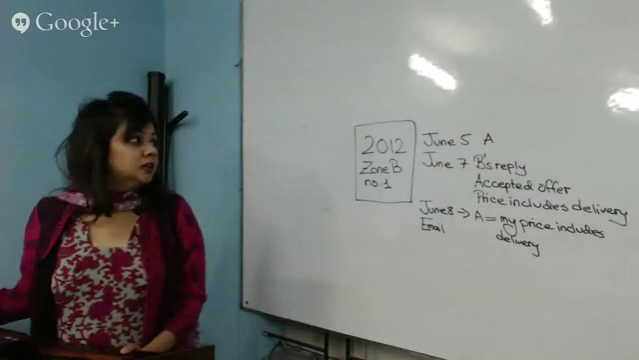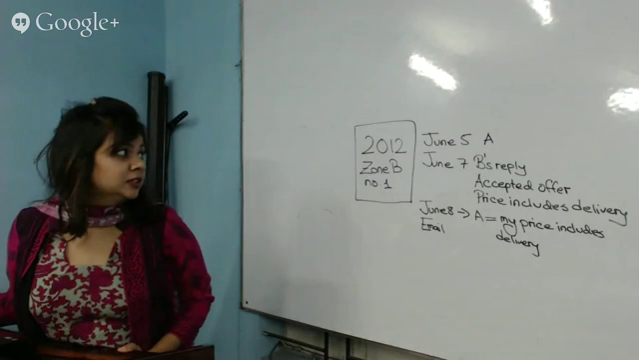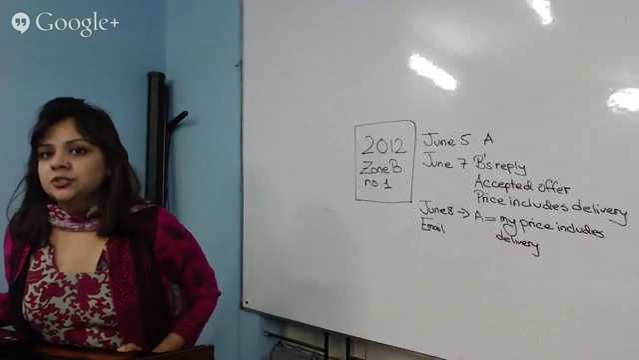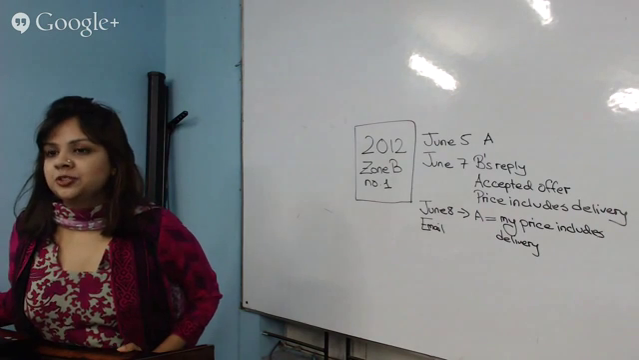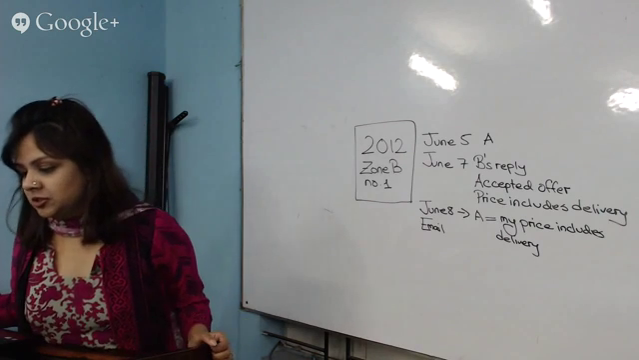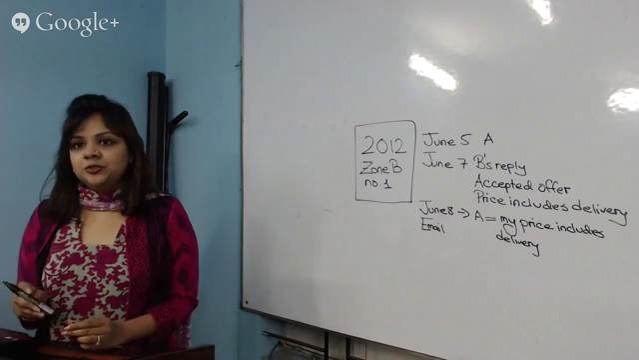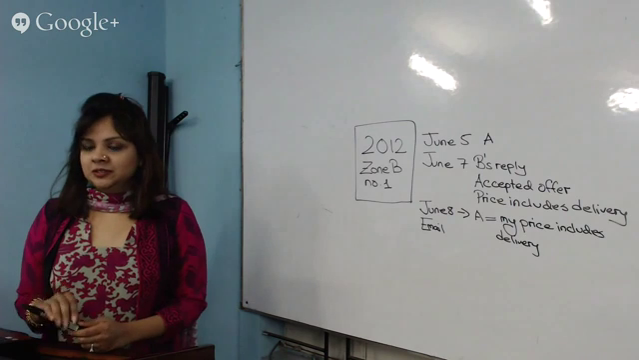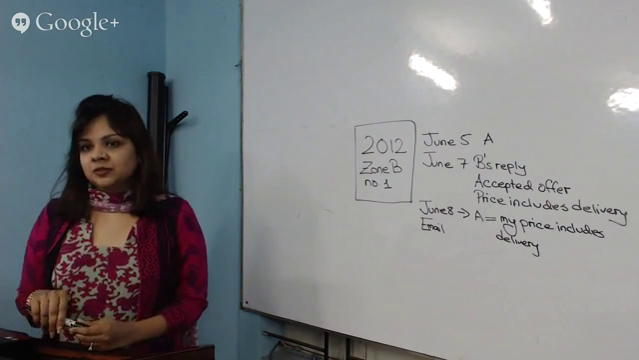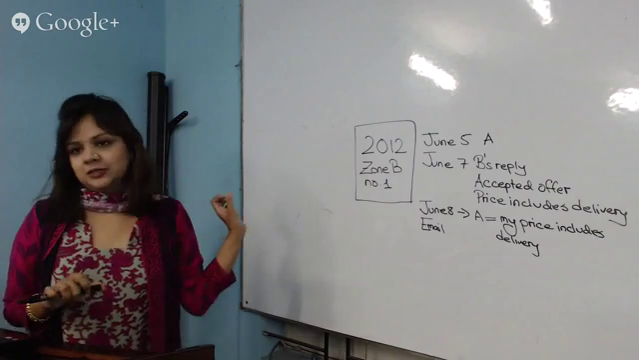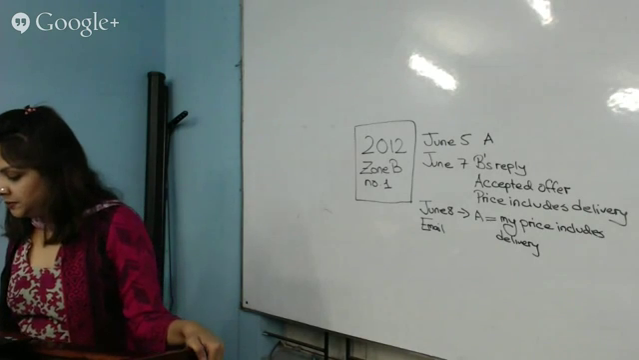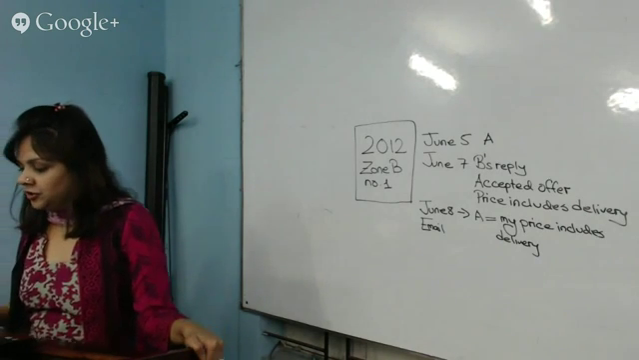We're doing May 2012 Zone B number 1. So we're just solving the question. If you have the question paper, that's great, or else you're just writing down the questions. Do you have the question paper? No. You don't have the question paper? So let's just continue writing down the question.